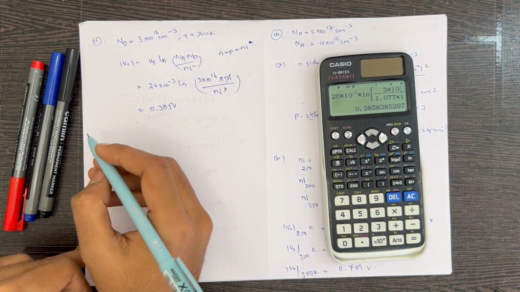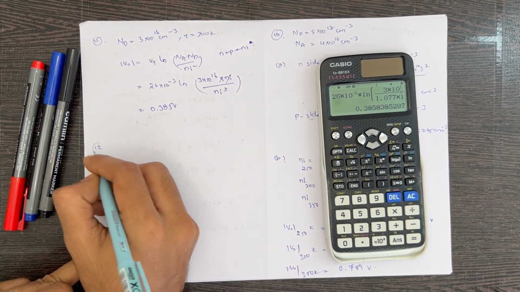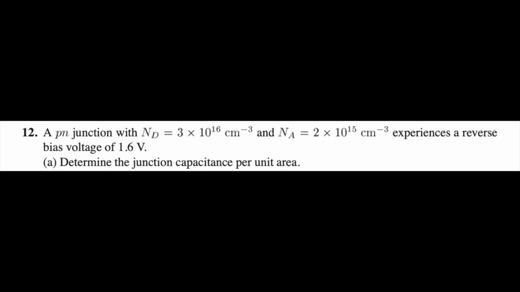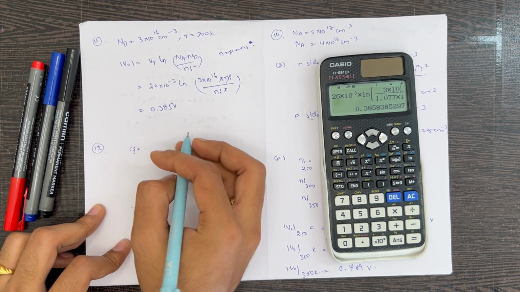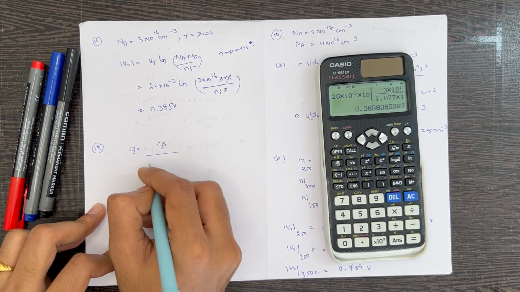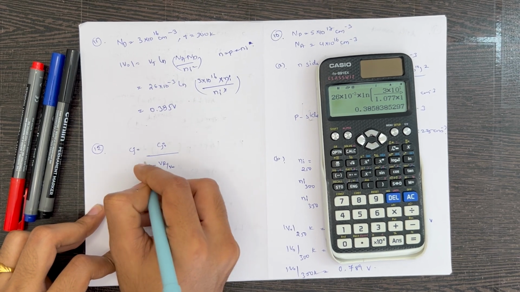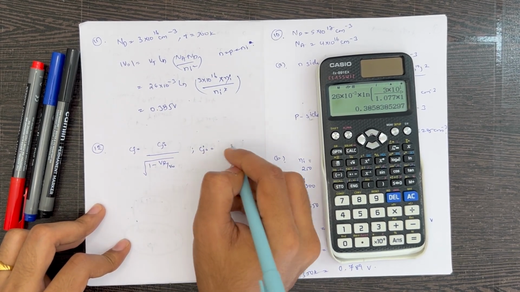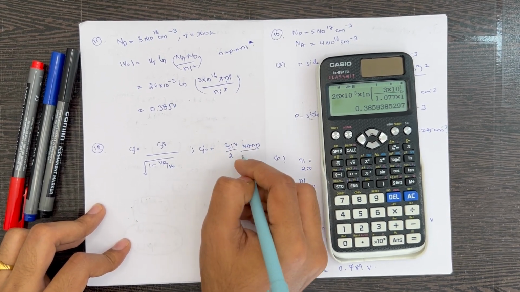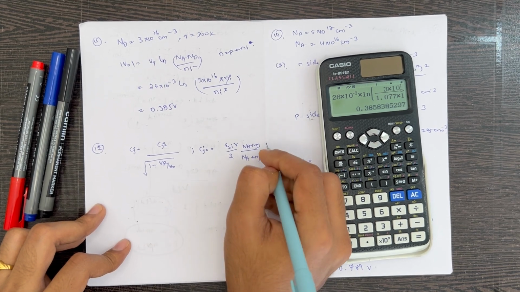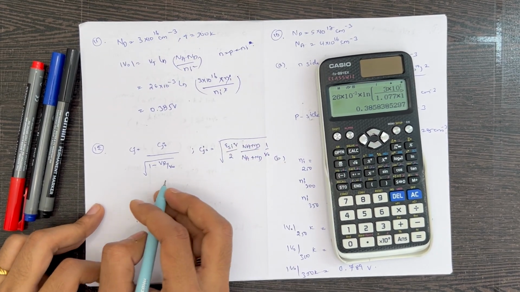Okay, now let's go to the next question. They say that a PN junction with ND and Na is given experiences a reverse bias voltage of 1.6 volt. We need to find out the junction capacitance per unit area. So the junction capacitance per unit area will be Cj equals Cj naught by root over 1 minus Vr by V naught, where Cj naught will be epsilon q by 2, Na Nd by Na plus Nd, into 1 by V naught, root over.